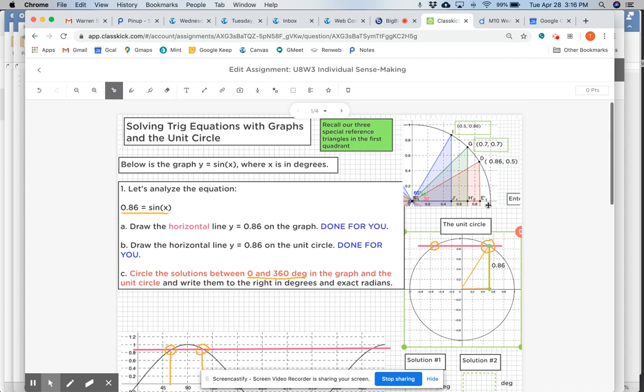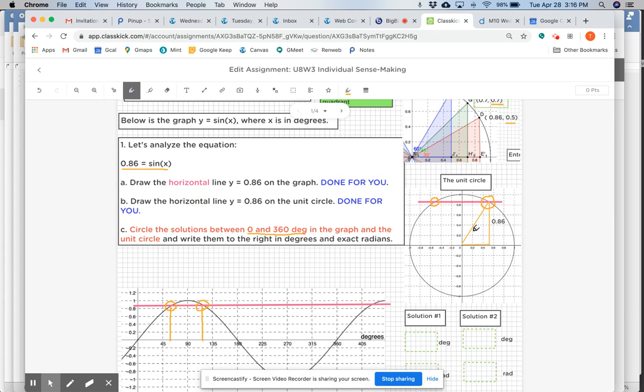So I'm going to go up to my 3 special reference triangles, and I'm going to think to myself, which one has a y value of 0.86? Well, it's not this one. The y value for this one is 0.5. It's not this one, 0.7. It is this one right here, 0.86. That is this triangle, and that is my blue triangle, which is 60 degrees.